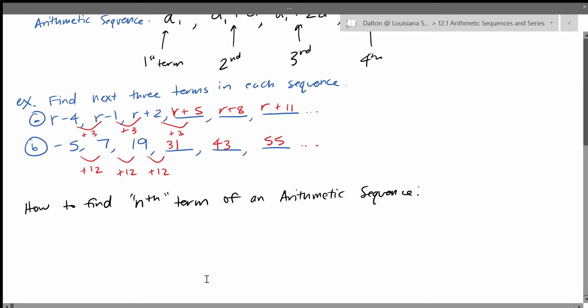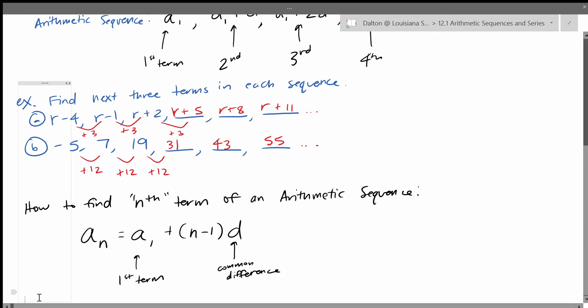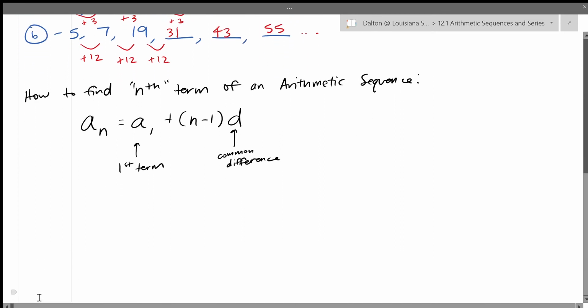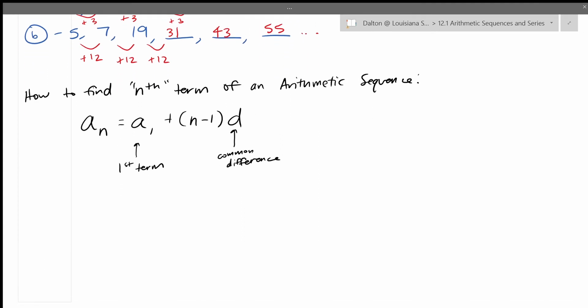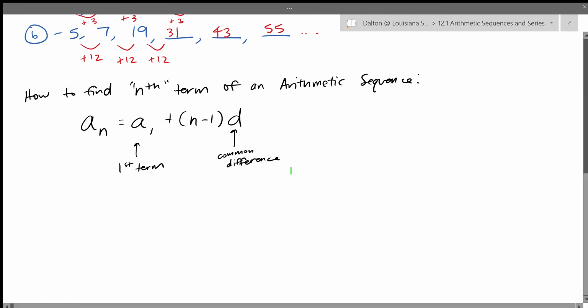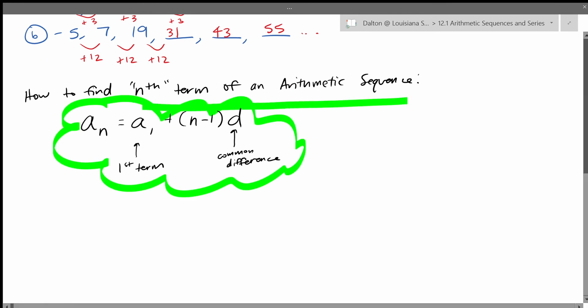So this is one of the first big takeaways from today. A sub n is equal to a sub 1 plus n minus 1 times d, where a sub 1 is the first term of your sequence. D is the common difference. And of course, n is just the number of the term that you're looking for. So the nth term, if I want you to find the 10th term, that would be a sub 10. Okay, so this is the formula for the nth term of an arithmetic sequence.